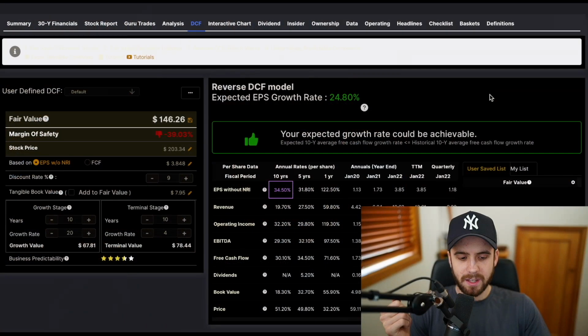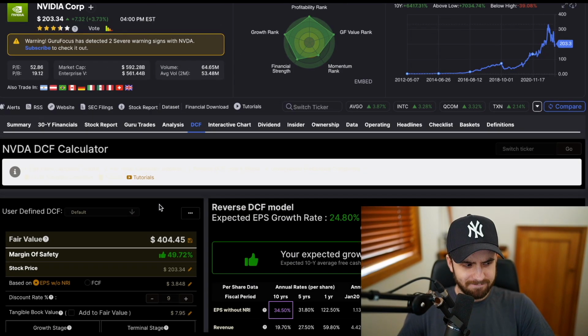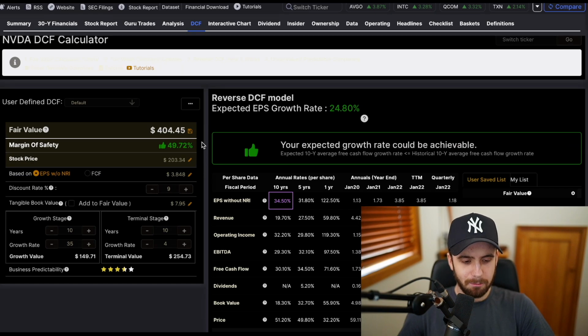if we price in the low end of those analyst growth assumptions, let me show you what we get. Despite having a high PE ratio, which may stipulate overvaluation, if we price in the low end of analyst estimates, look at that price target. A price target of $404.45. Relative to the current trading price of $203, that's a 49.72% margin of safety. That's pretty good. That's actually very, very good relative to what this company is.